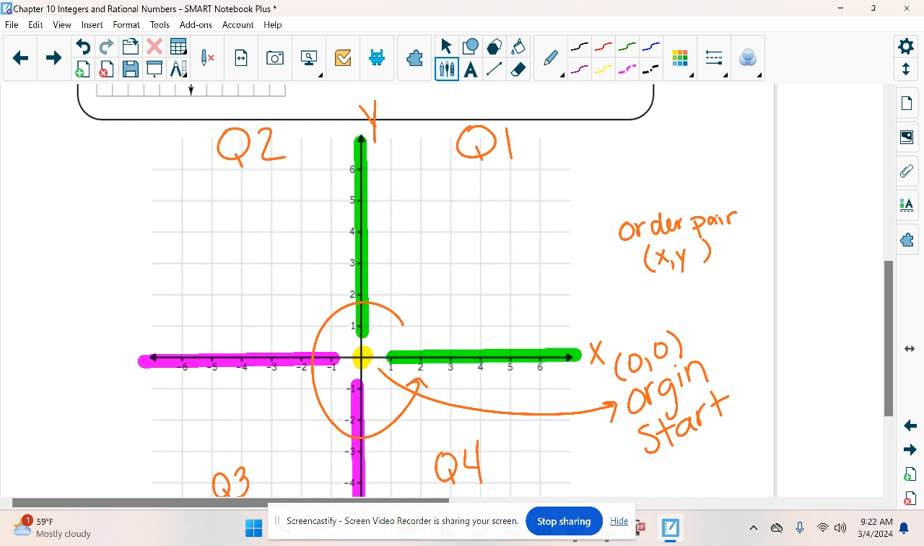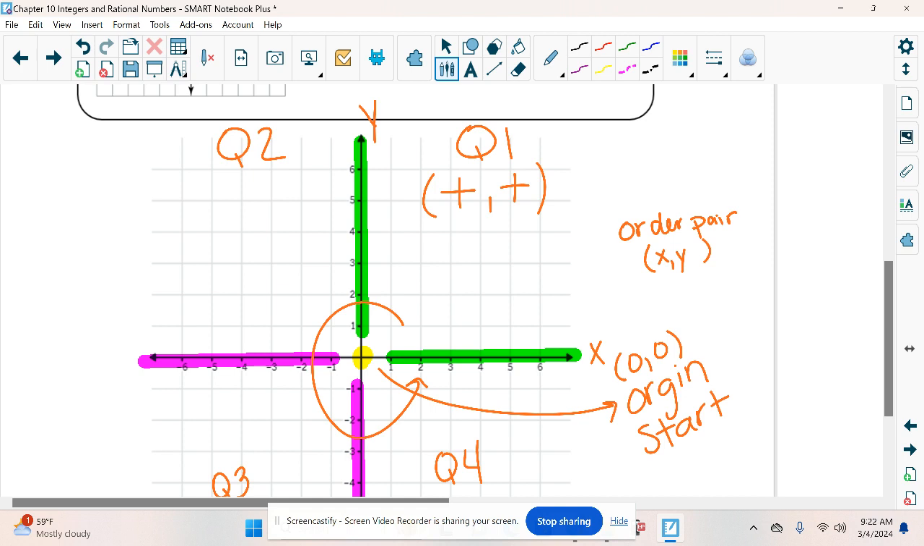We also have to pay attention to the signs of the quadrant. That's why we highlight it, so it makes it easier. So looking at quadrant 1, is it a mixture, or is it positives, or is it negatives? It's both positive. It's got a green X and a green Y, so its signs are positive, positive.